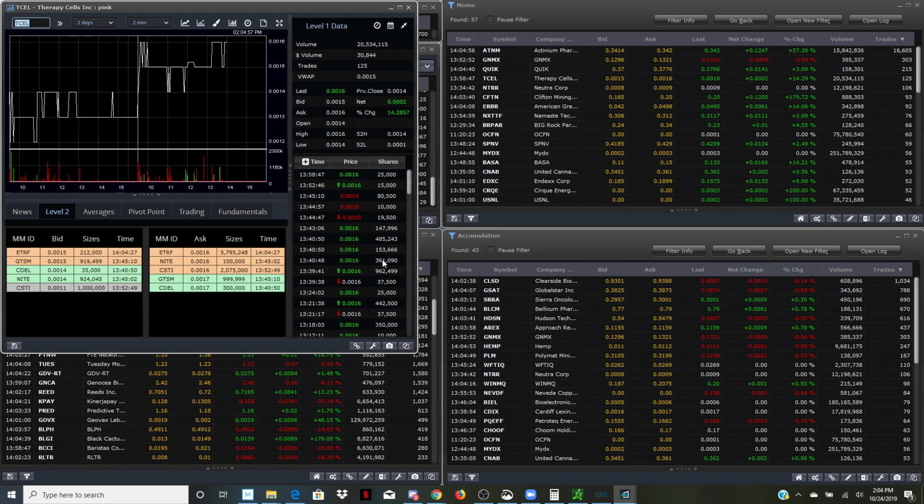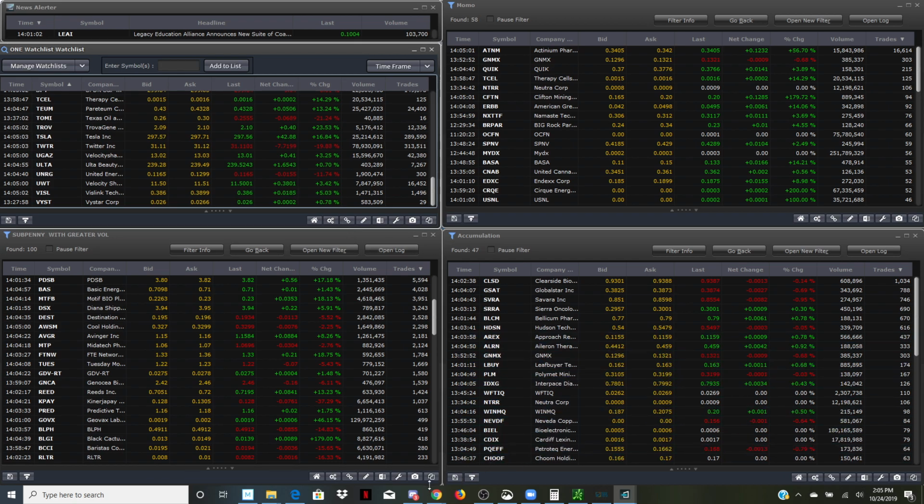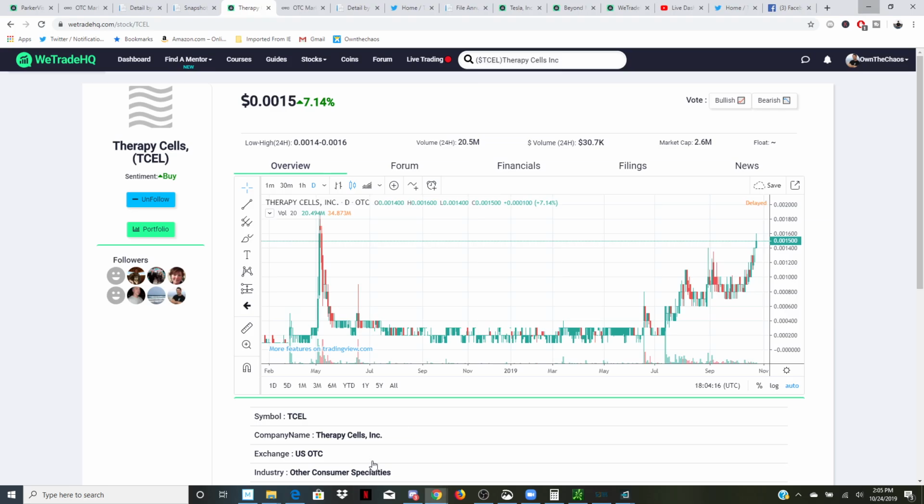So I'm still very happy about T-Cell. I'm loving where this is going. Couldn't be happier about it. Very, very excited about T-Cell.